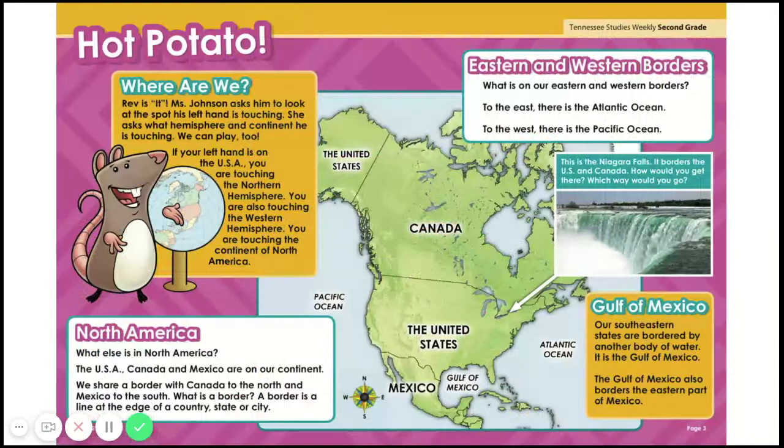Gulf of Mexico. Our southeastern states are bordered by another body of water. It is the Gulf of Mexico. The Gulf of Mexico also borders the eastern part of Mexico. So sometimes a border can be a border to more than one place. Like the Gulf of Mexico borders the United States and Mexico.